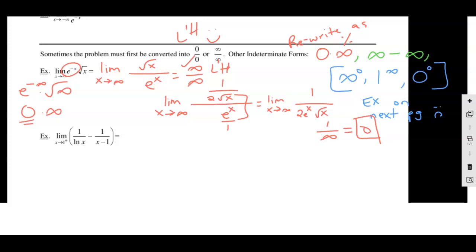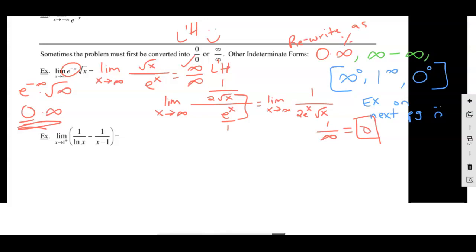So if I have 0 times infinity, which you really won't see very often, I don't think you'd see it on the AP exam, though you could potentially see it in future math classes, the strategy is to rewrite it as division. Can't do L'Hopital's rule unless it's division. So you take the multiplication and rewrite it as division.